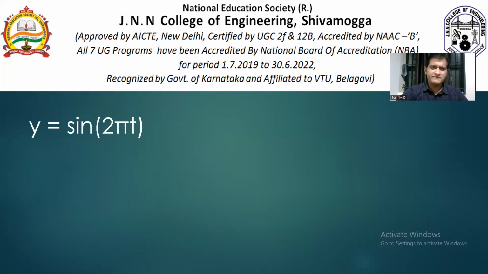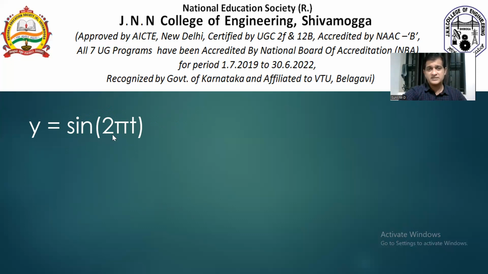Fine. So if we have sine 2 pi t, how is it going to look? What is the amplitude? Amplitude is 1, because if you take the standard signal, sine omega naught t, in place of a you have 1, right? So the amplitude of the signal is 1.